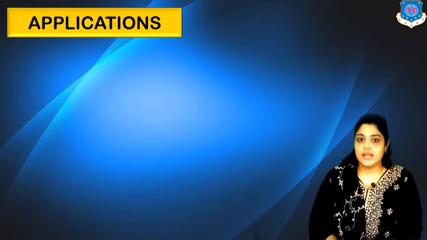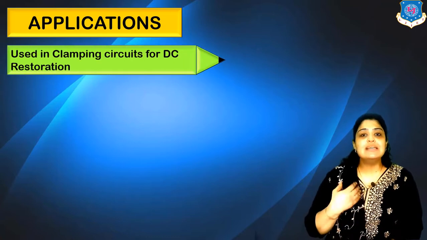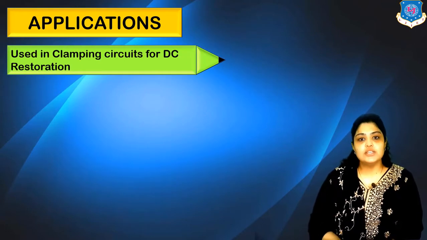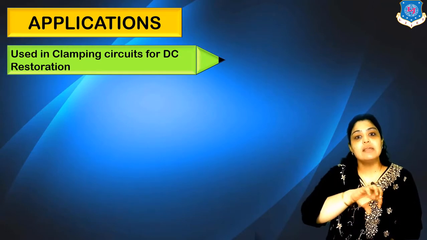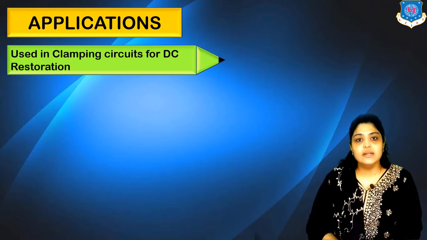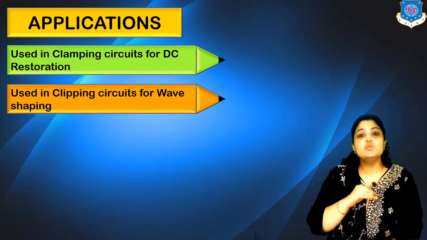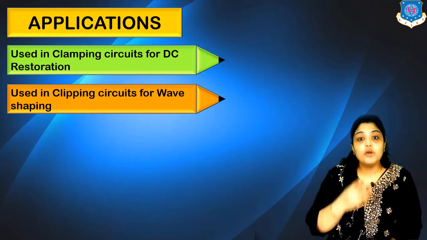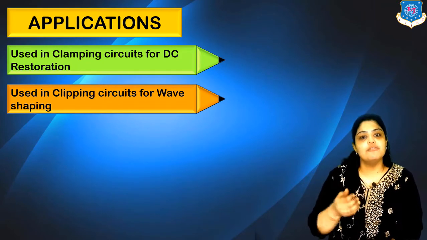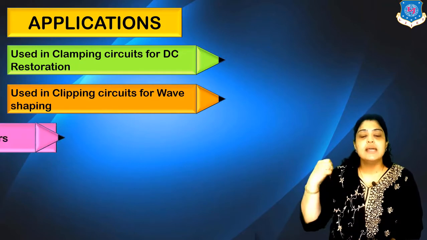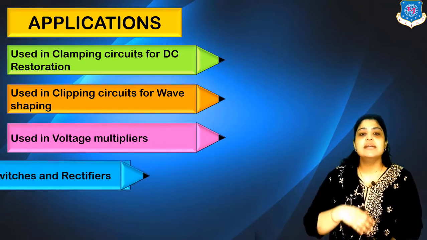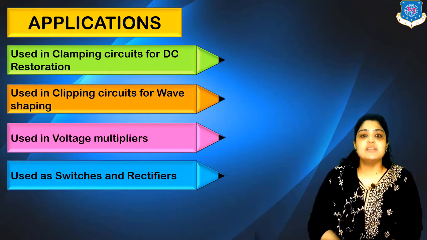Applications of PN junction diode. It is used in clamping circuits for DC restoration. So clamping circuits will only restore the DC component of current. It is also used in clipping circuits for wave shaping. Just to shape the wave, to give it a proper shape or to trim a part of the wave, the PN junction is also used. It is used in voltage multipliers. It is used as switches and rectifiers.